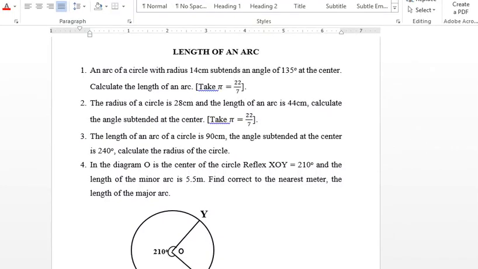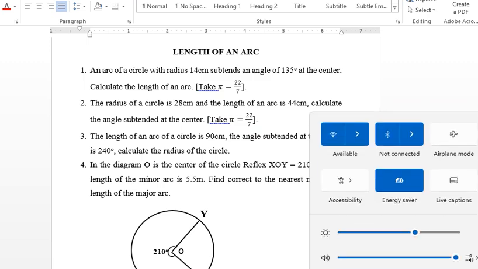And for number 2, the radius of a cycle. So it's there. You can pause the video and copy the questions. So number 2, we now have the radius of a cycle is 28 centimeters. So we know something there. R, the radius, is 28 centimeters. What else do we know here again?